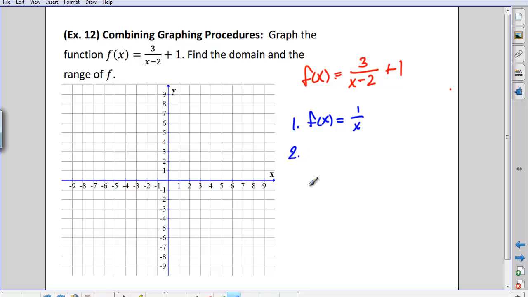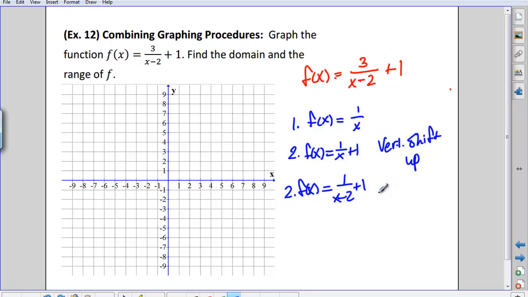And then what did we do to it? Well, we did a plus 1 here. Isn't that a vertical shift up? And we also did a minus 2. Isn't that a horizontal shift to the right? And that's 2 units, and we went up 1.